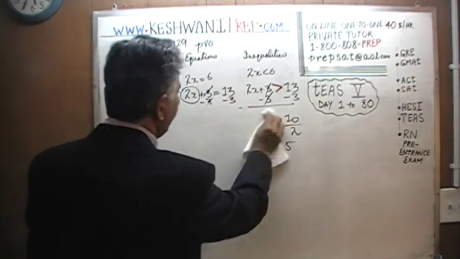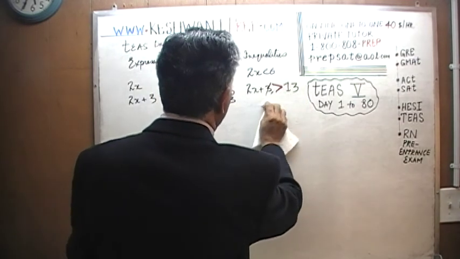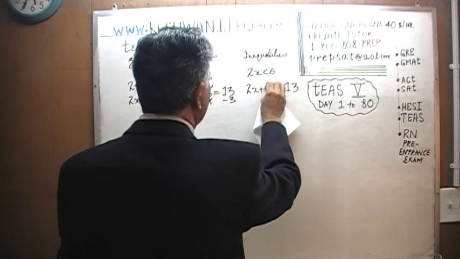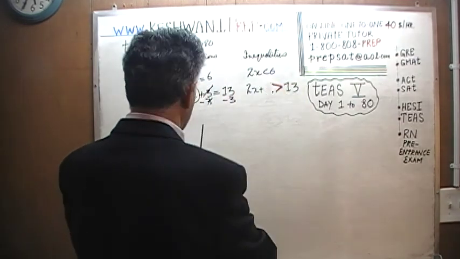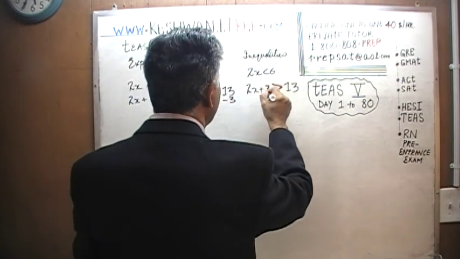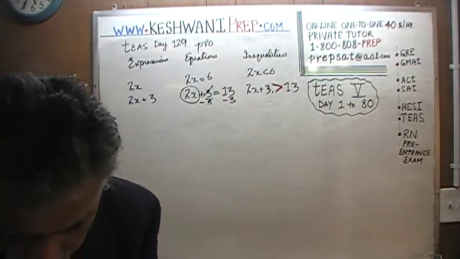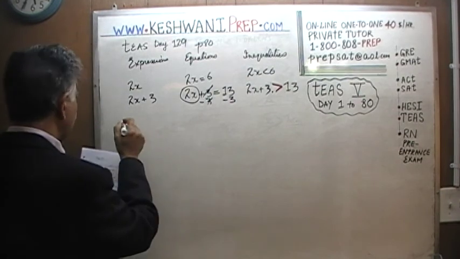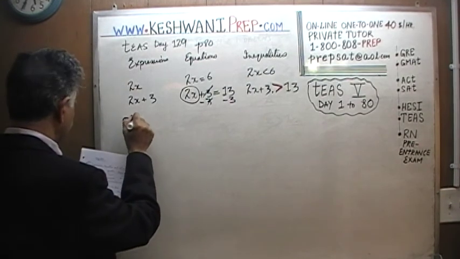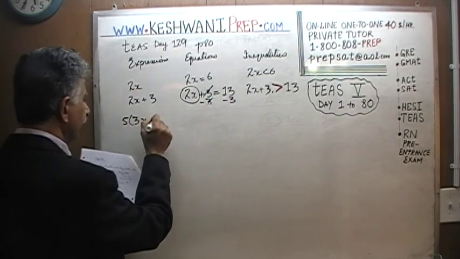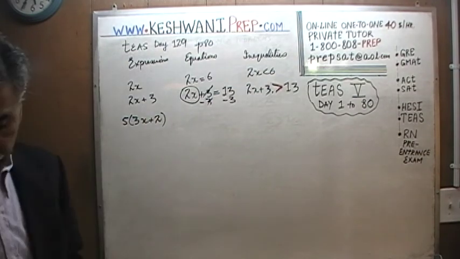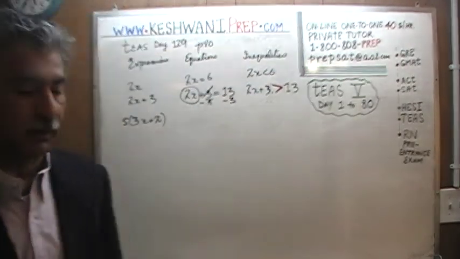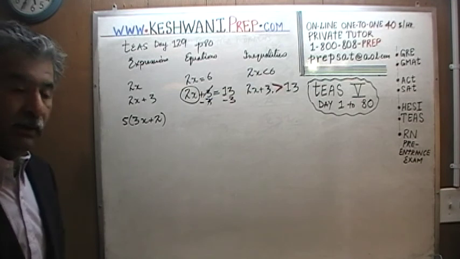Let's carry on. Let's introduce a little bit more complication here. How about if we're given something like this? This is an expression. Again, it's an expression because it has no equal sign. How many terms does it have? It has 2 terms.